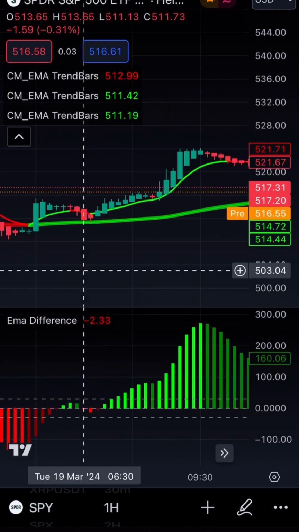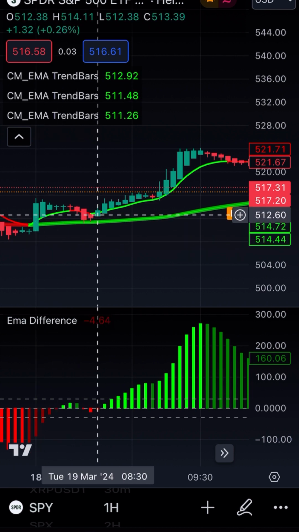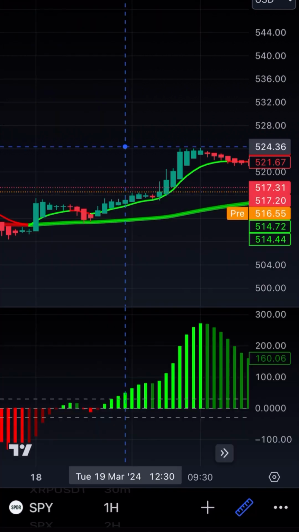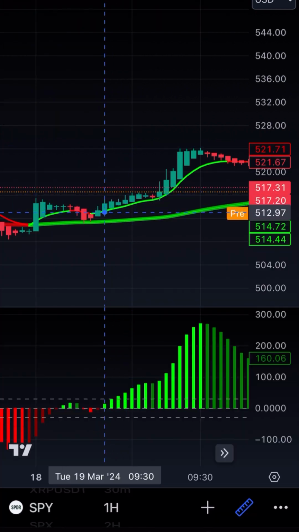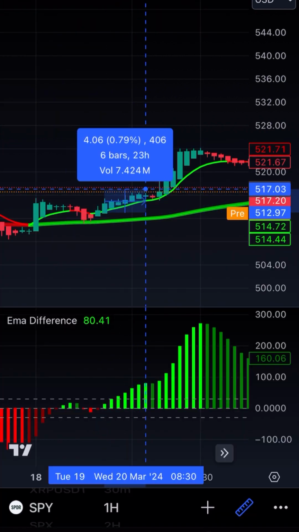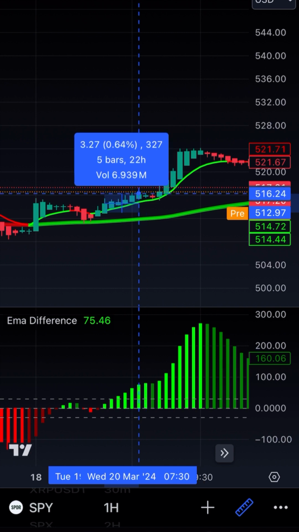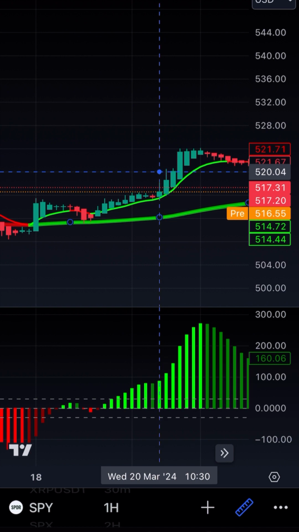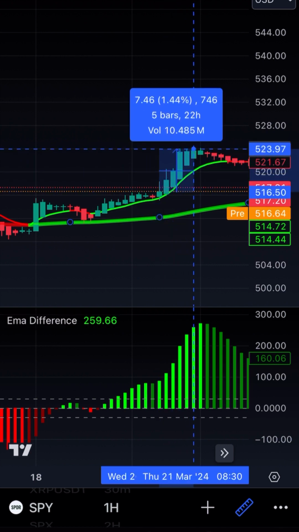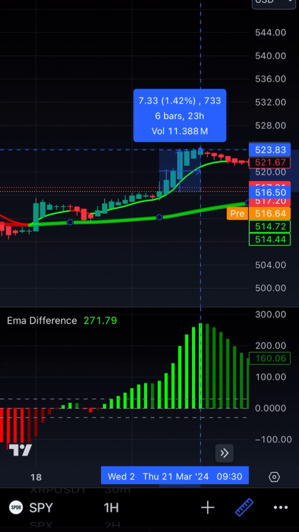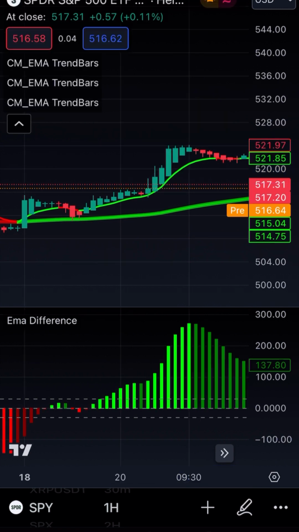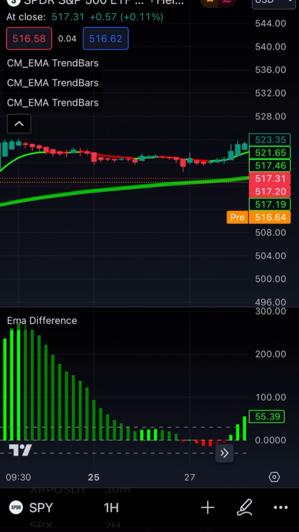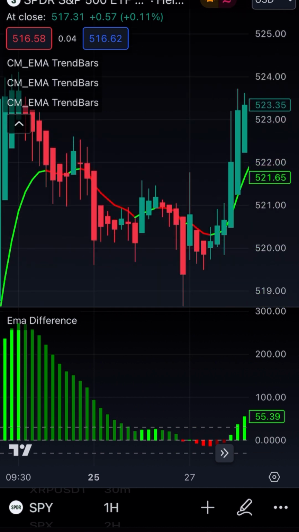It crosses up right here. And then you can get it in right here. Right about here. Just can scalp that one. That's about $300. You can scalp this one, which is about $700. There's a small one right here.